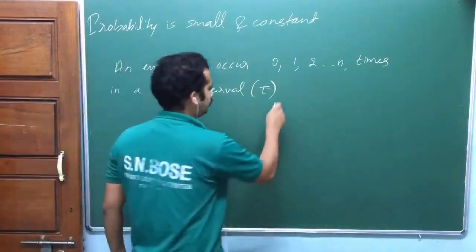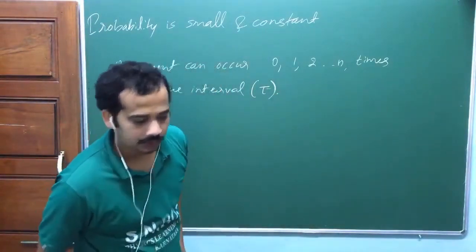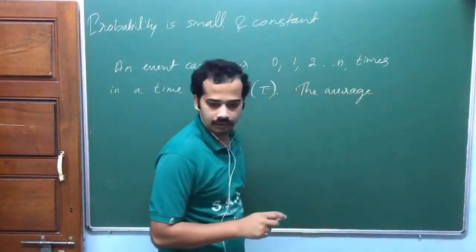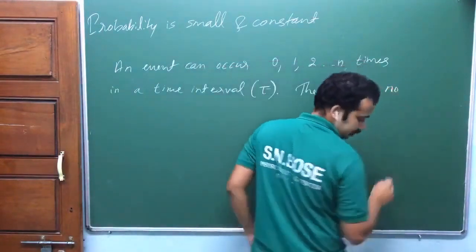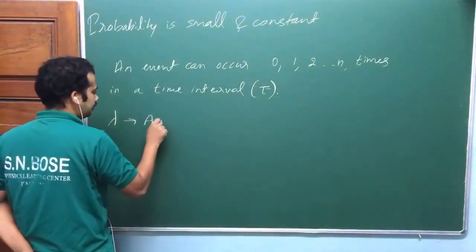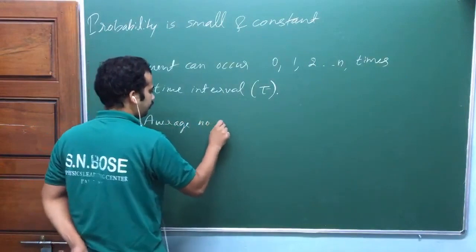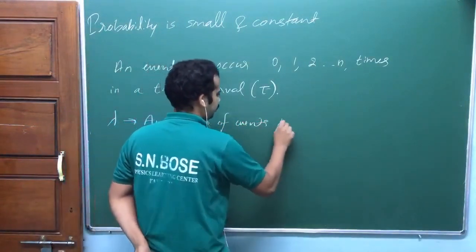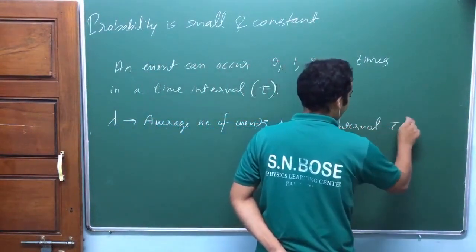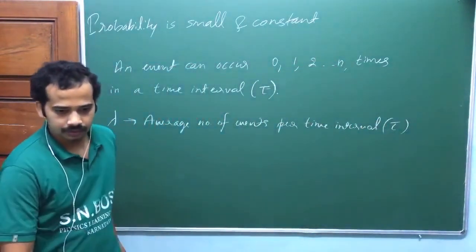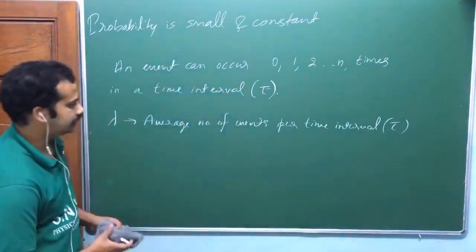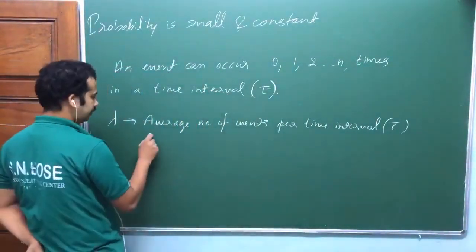Is that okay? So now look at here. This is the situation. Now again we define the average number of events. Look at here. So we define lambda. Lambda is the average number of events per time interval tau. Average number of events per time interval, we call it the event rate. Look at here, that is named the event rate.